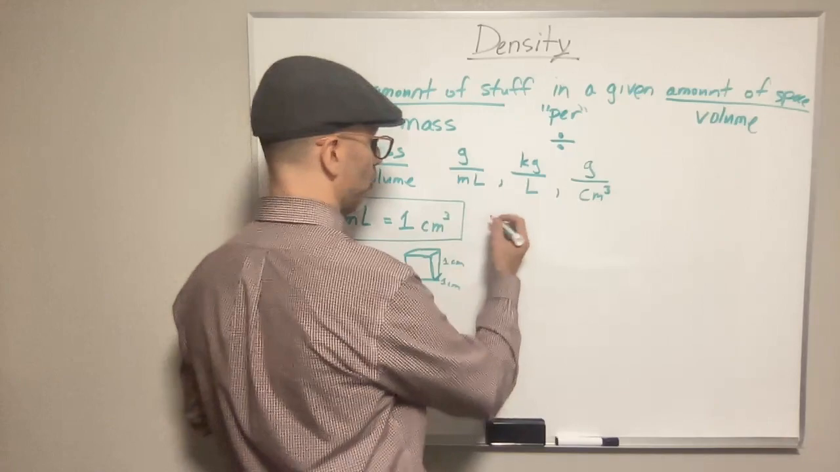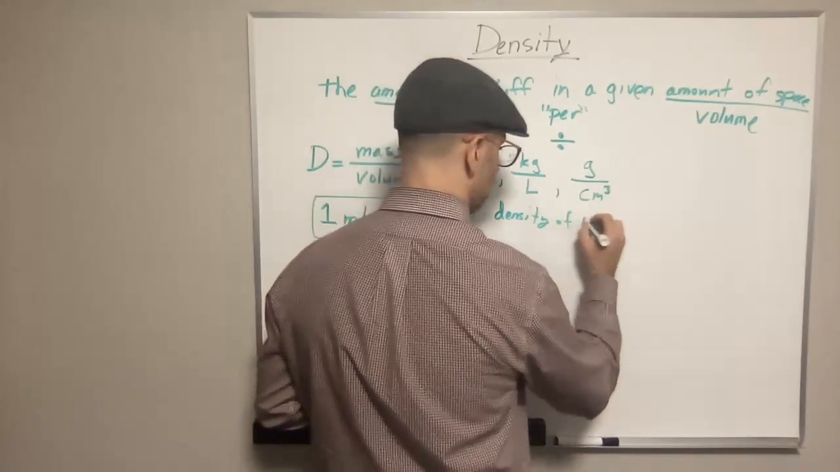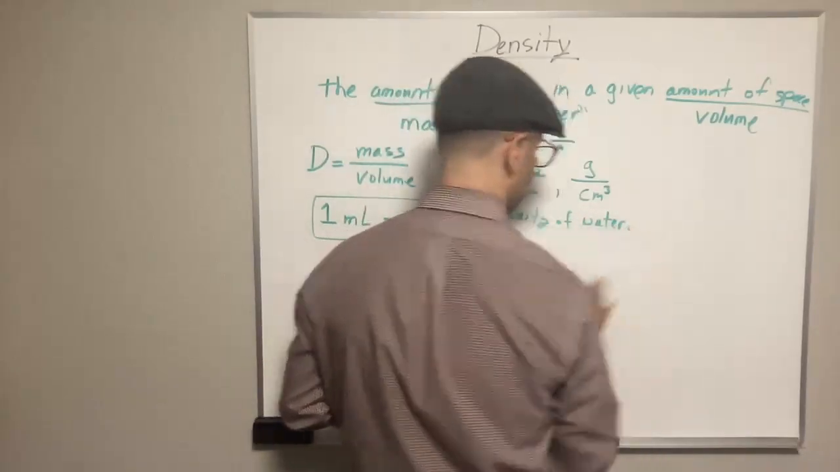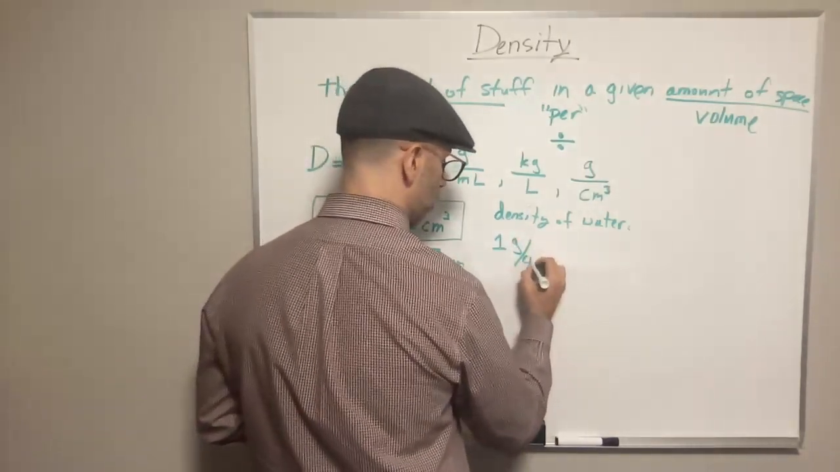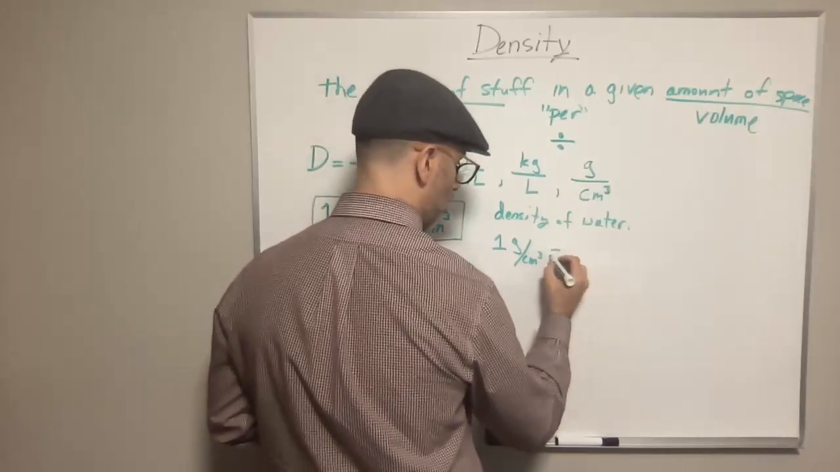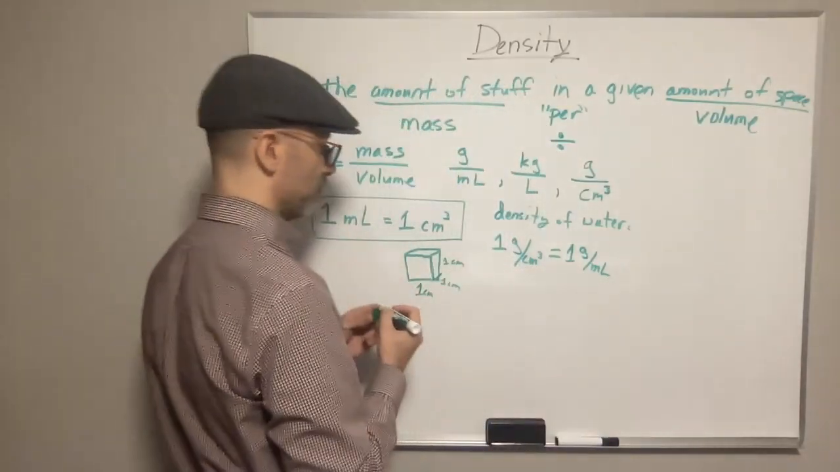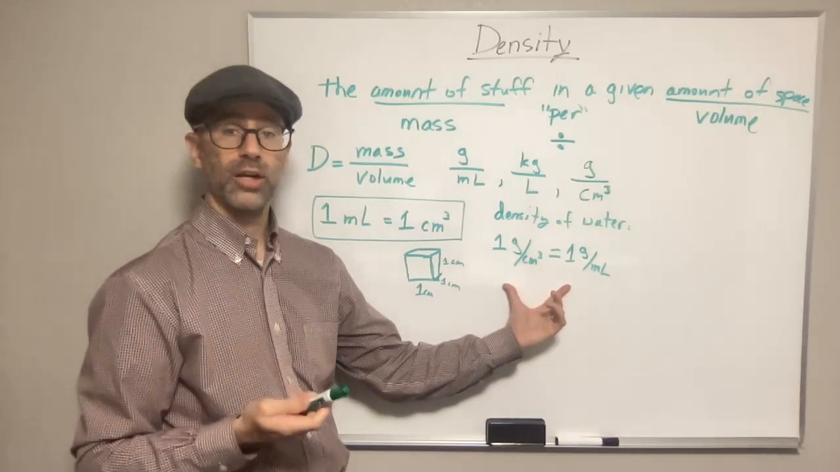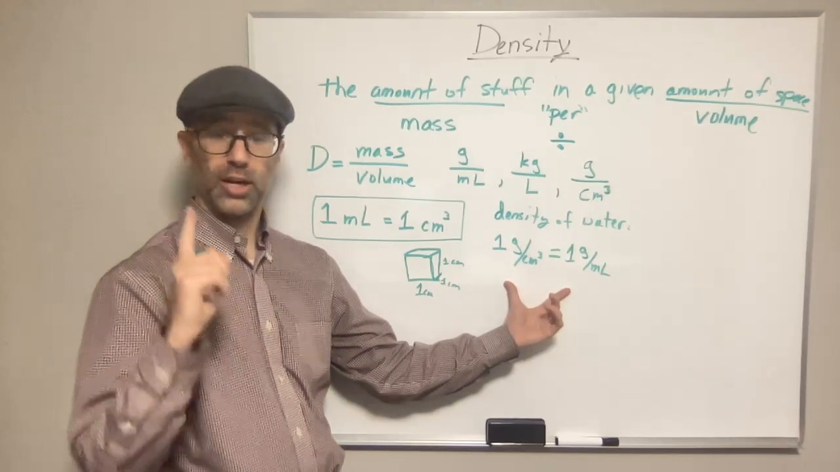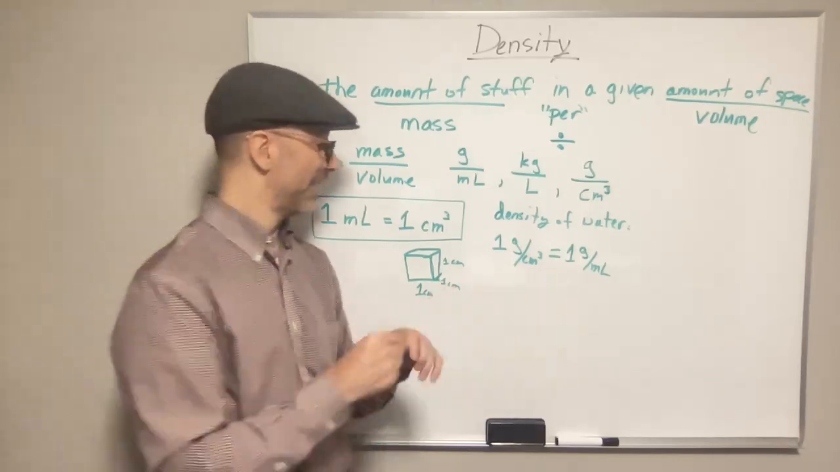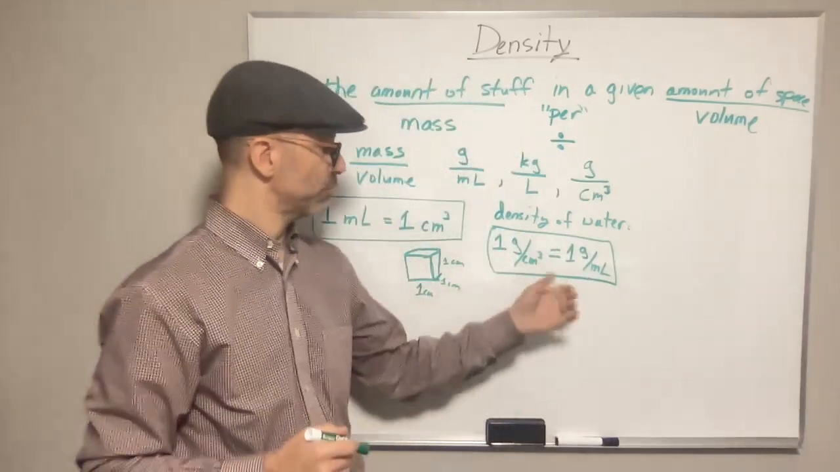The other thing you want to know with regard to water, the density of water, is going to be 1 gram per centimeter cubed, or that's also equal to 1 gram per milliliter. So the density of water is 1 gram per milliliter or 1 gram per centimeter cubed. So the answer is 1. That is something you should know, either in grams per centimeter cubed or grams per milliliter.